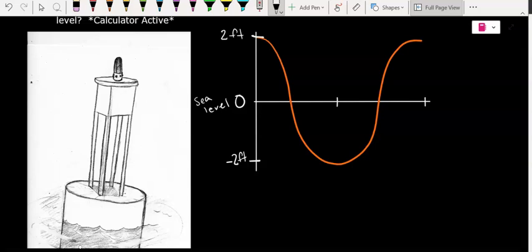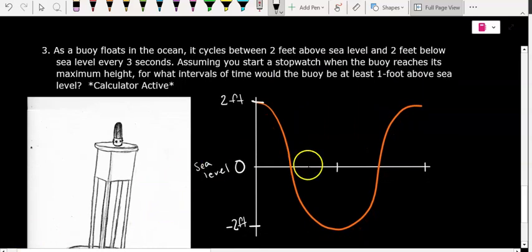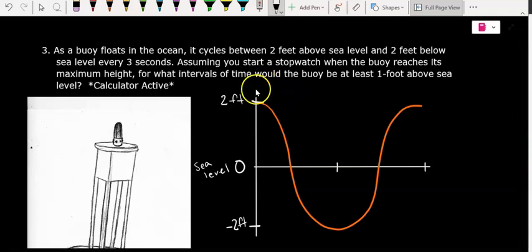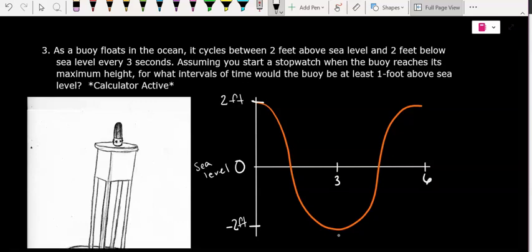that would be positive 2 feet. It says that it's going to do that every 3 seconds, where it goes between a maximum, so going from 2 feet above to 2 feet below every 3 seconds. So if I do that, this would be 3 seconds, and then that means it goes from the bottom to the maximum, another 3 seconds. So our period here is a total of 6 seconds.